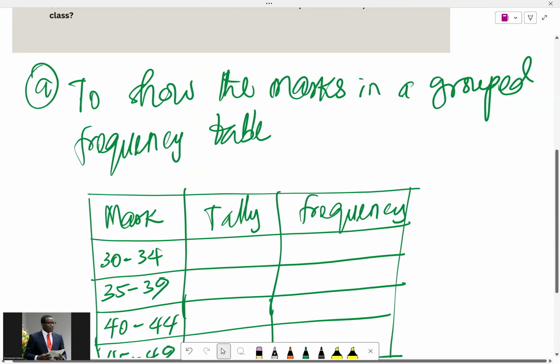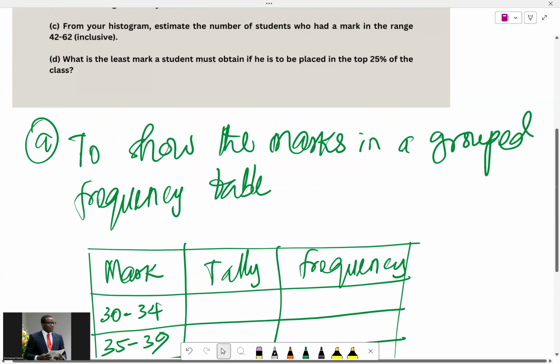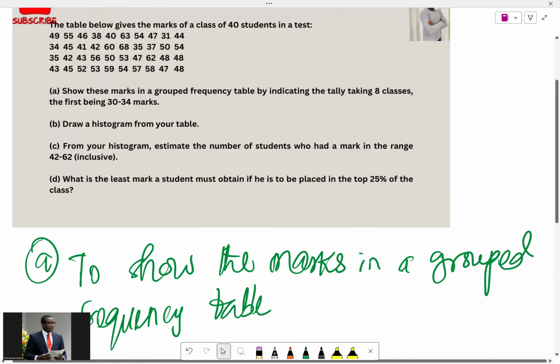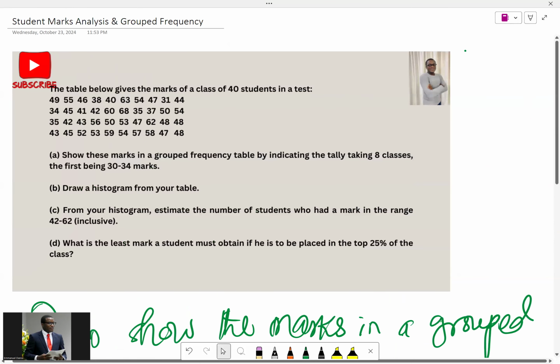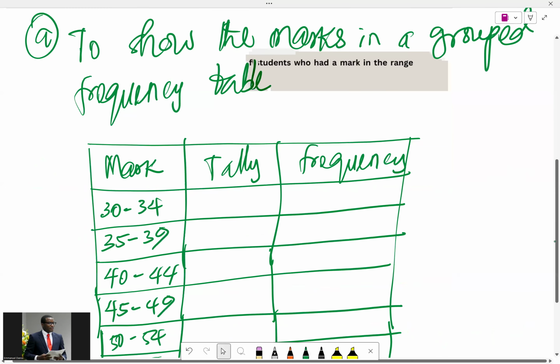So talking about the tallies, we need numbers from 30 to 34. In the first row, this is 30, that's 31, so that's 30, 31, 32, 34. That's 1, 2. For 30 to 34, I think that's all we have, so just 2. So the tally can be something like this, 1, 2, and the frequency is 2.